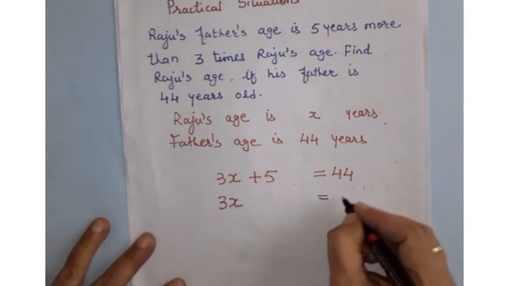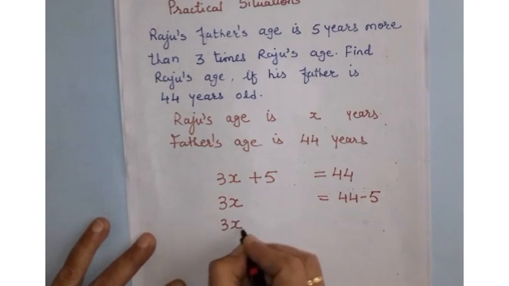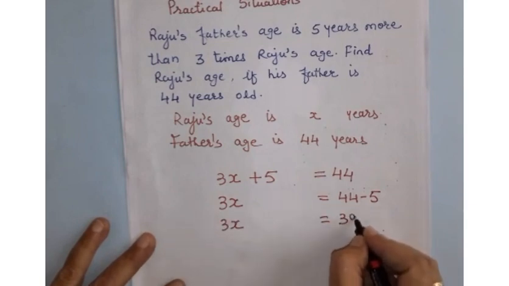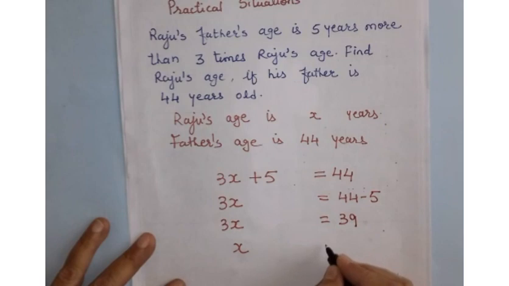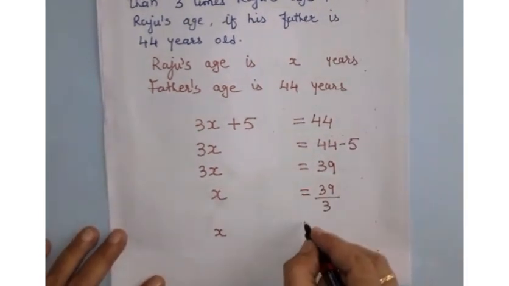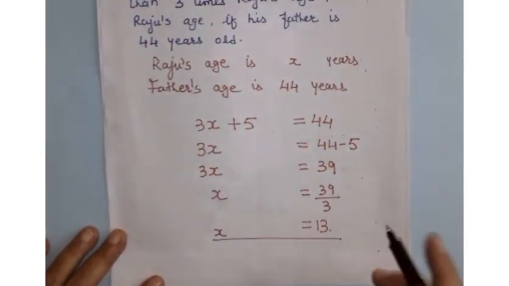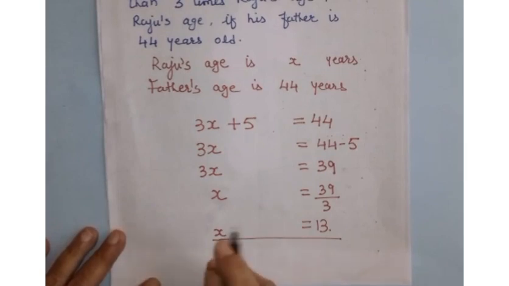3x is equal to 44 minus 5. So 3x is equal to 39 and x is equal to 39 upon 3. That gives us x is equal to 13. So what is Raju's age? Raju's age is 13 years. Clear? Understood?